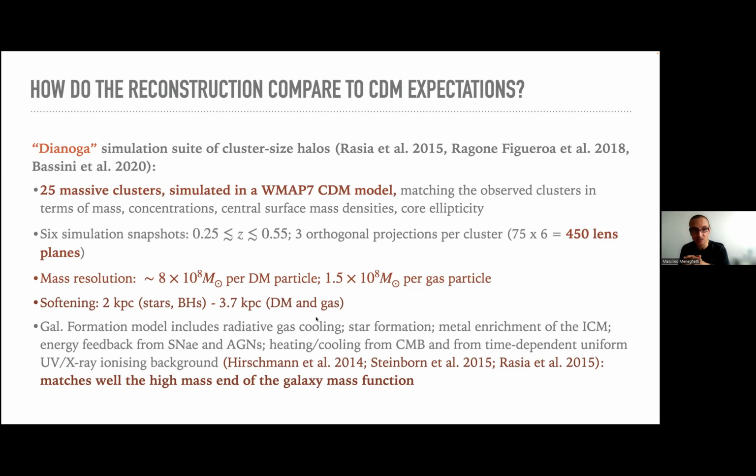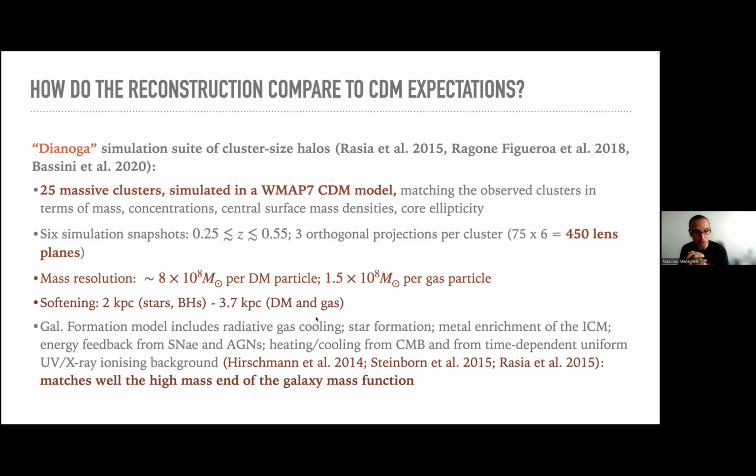So, for example, their mass, their concentration, their central surface density, their ellipticity are very similar to those of our observed clusters. And we use these 25 galaxy clusters observed at a redshift similar to that of the clusters that we have observed, to produce a large set of mass distributions, hundreds of projected mass distributions that we basically can compare to the observations.